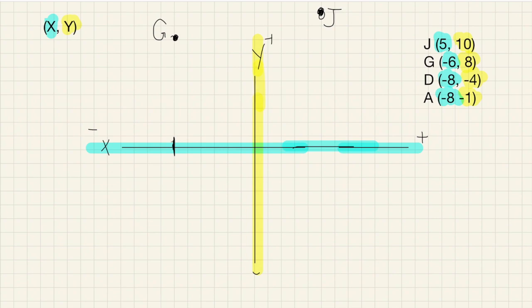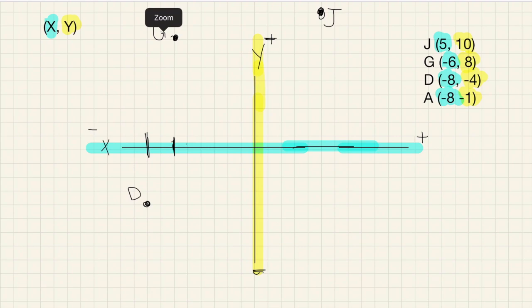So D, negative 8, negative 4. So I'm going to go over negative 8. 1, 2, 3, 4, 5, 6, 7, 8. So negative 8 on the x-axis, again going in a negative direction. And then negative 4. Negative 4 would be down. This is our positive, this is our negative, so I'm going to go down negative 4. So 1, 2, 3, 4. And that is D. Now if you notice, I'm not putting a point wherever I stop on my x-axis, because that's not the point. This is essentially just saying which direction we're going in.